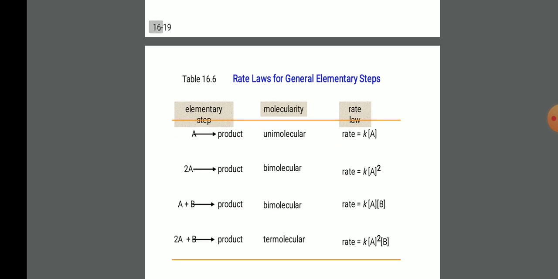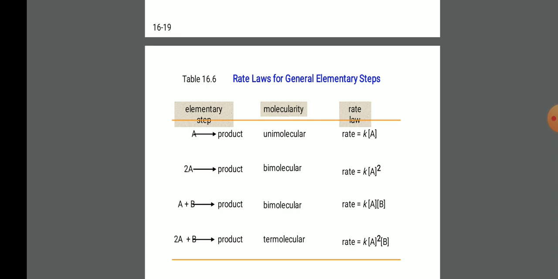Rate law: a general look at elementary steps, molecularity and rate law. This is the last topic for chemical kinetics. A gives the product. The only reactant is A, so the molecularity is unimolecular and the rate law is k times the concentration of A. Therefore the reactant is A.